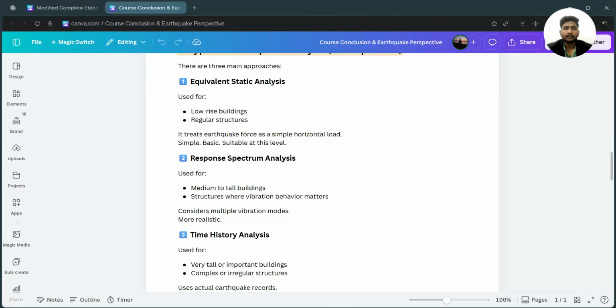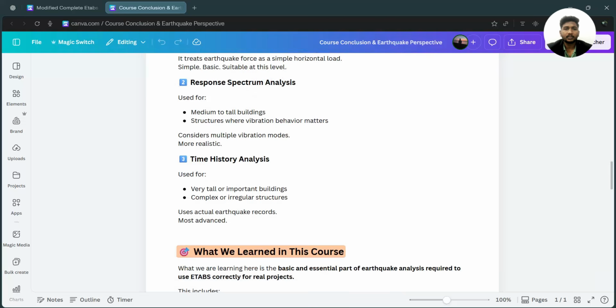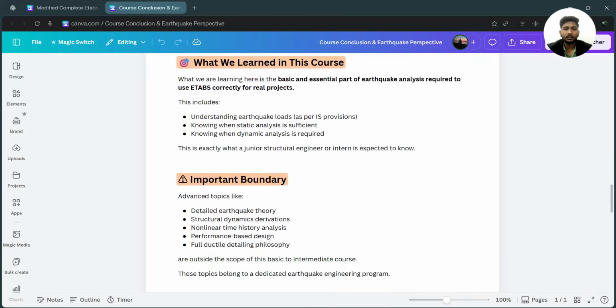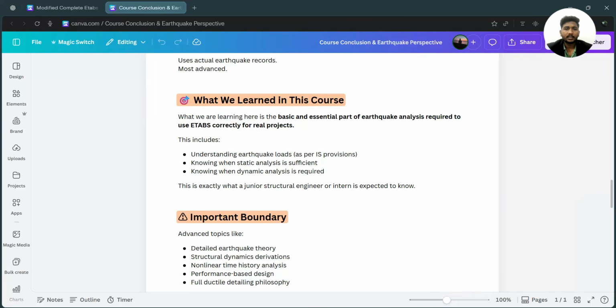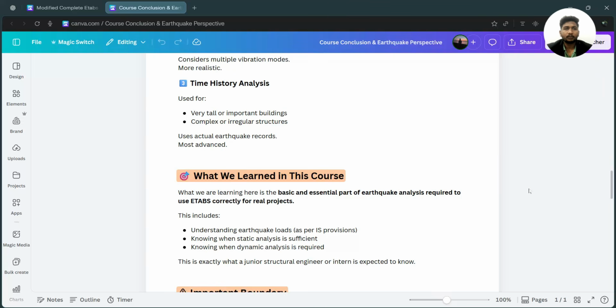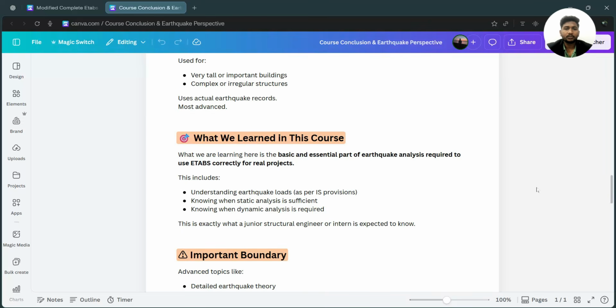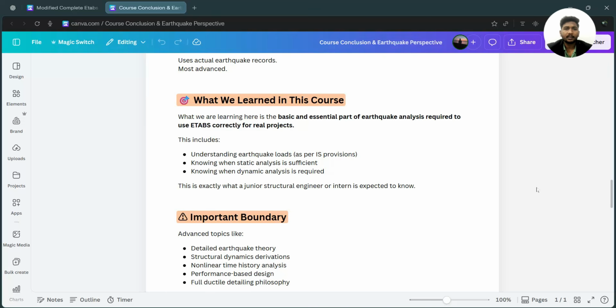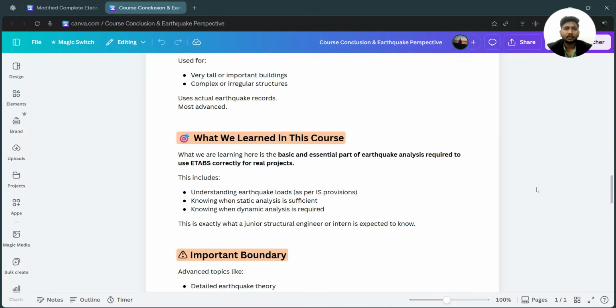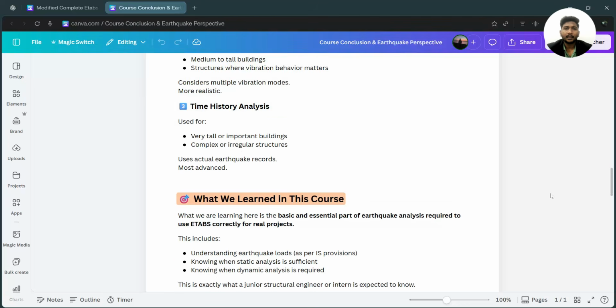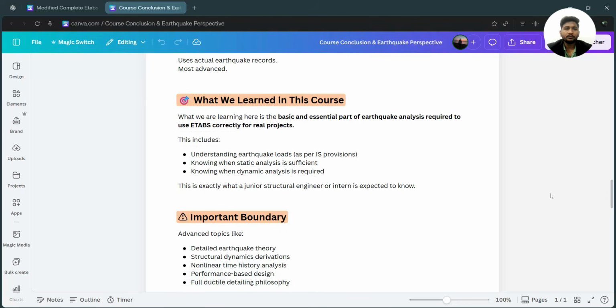Whatever we have seen, the static analysis is used for low rise buildings. Response spectrum and time history are basically for medium and tall buildings and important buildings. This is exactly what a junior structural engineer or an intern is expected to know. Whatever I have taught in this course is basically required for a junior engineer or an intern. For everything else, we have to read the books, and we will get that knowledge when we go and do the work at the company.